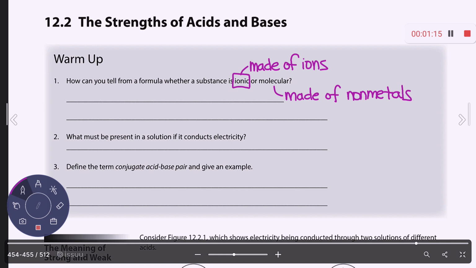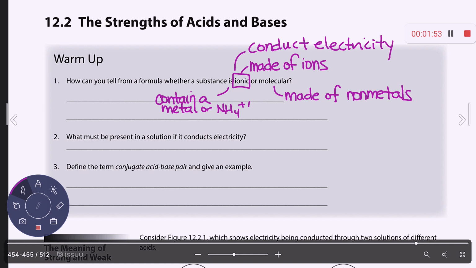It's on the first page of 12.1. Okay, yes. What else? Freely moving. Salts are ionic compounds. They contain a metal and ammonia. Yeah, they absolutely contain a metal or the ammonium ion. Okay, and yes, ionic compounds conduct electricity, whereas molecular do not.